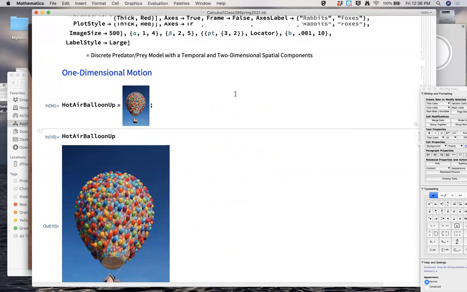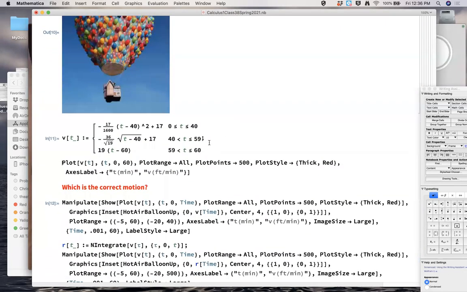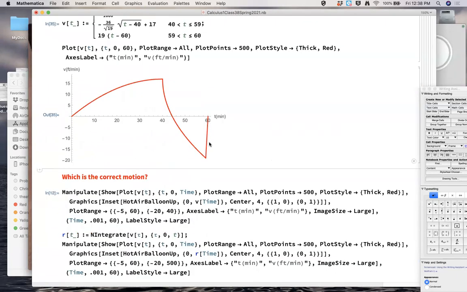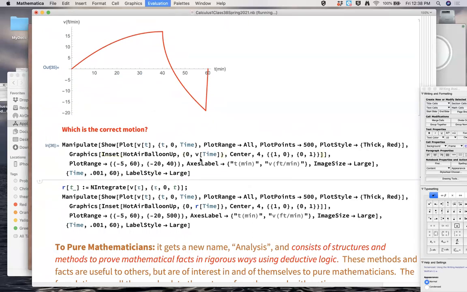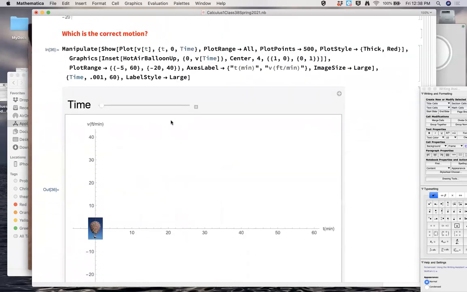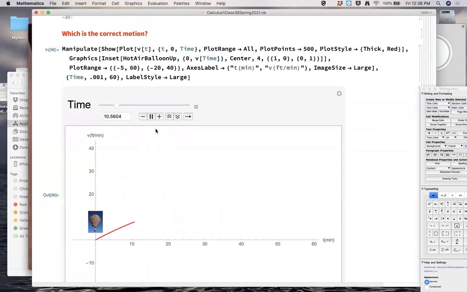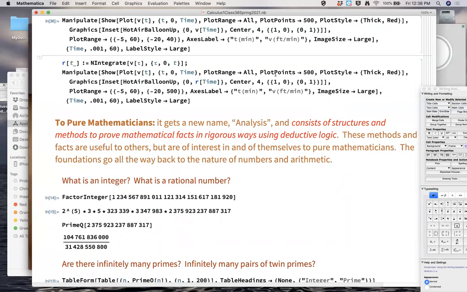I also have some animations that I make with, for example, this balloon from the movie Up, showing you up-down motion over time. Is this really graphing the velocity versus time? Actually, no. This is graphing the position versus time. I purposely made it wrong.